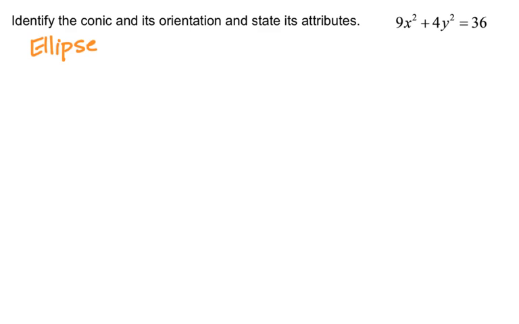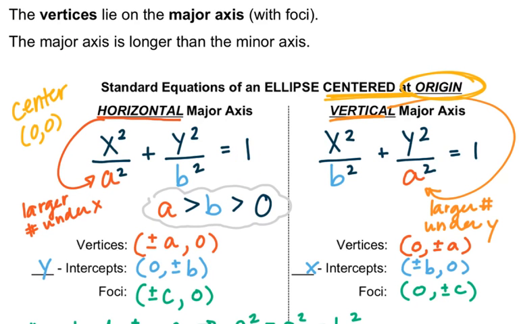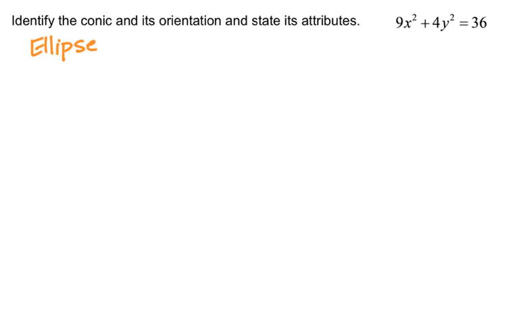Now, in order for us to determine orientation, we need to know whether the x squared or the y squared has the larger number beneath it. So what I'm going to do is begin to put this in standard form. You'll notice that the standard form for each of these ellipses is going to be equal to 1. So I'm going to divide everything by 36.